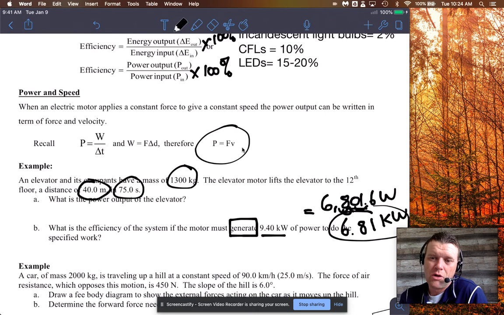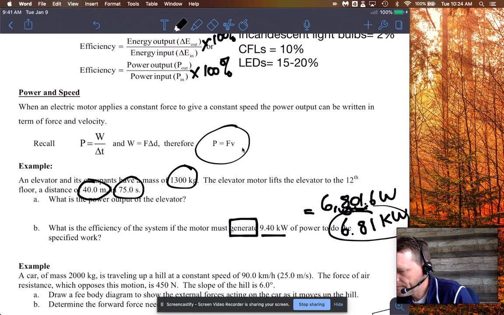That's how much is required to do the job, but you need more than that, because you're dealing with a system, you're dealing with an electric motor or some type of motor that's not 100% efficient. No motors are 100% efficient, although electric motors are awesome. They're like pushing 90, 95% efficient, versus an internal combustion engine, which is more like 12 to 15% efficient.